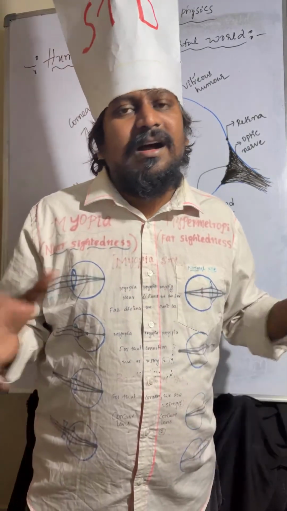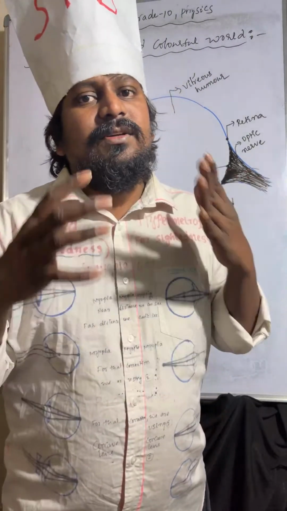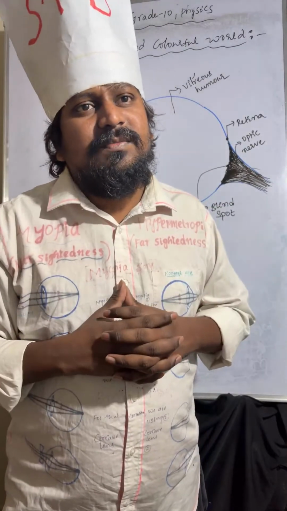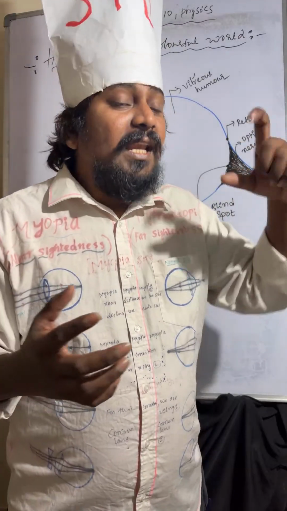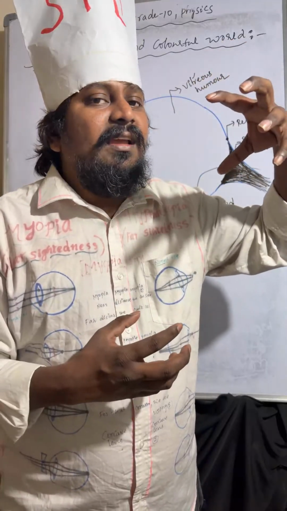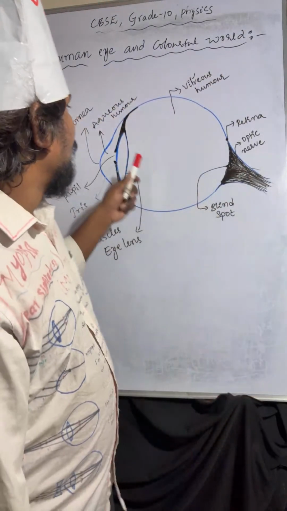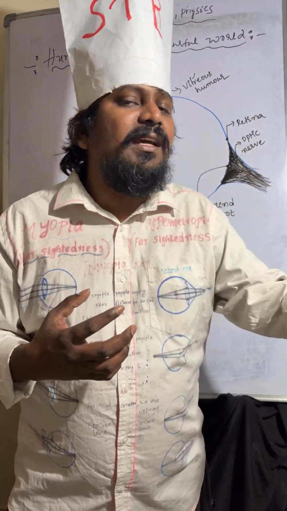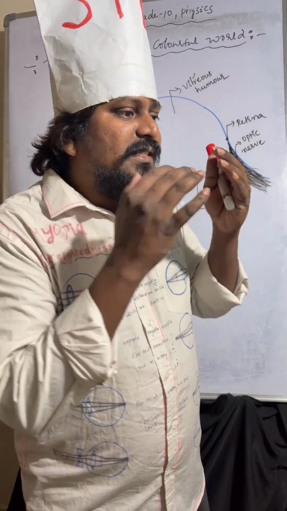But in the human eye, we are able to see the nearby object as well as the far distance object. How? The ciliary muscles will adjust the curvature of the lens so that we are able to see both nearby and far distance objects.